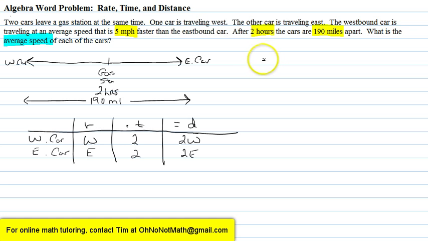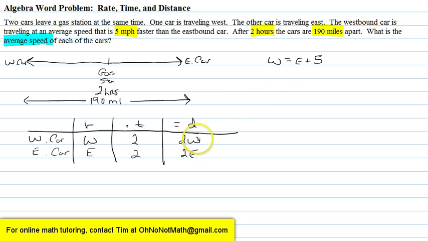So for the first equation, we're going to use the information that the westbound car is traveling at an average speed that is 5 miles per hour faster than the eastbound car. Okay, so we have the speed of the westbound car, which is W, and we know that that equals the speed of the eastbound car plus 5. So that's our first equation.